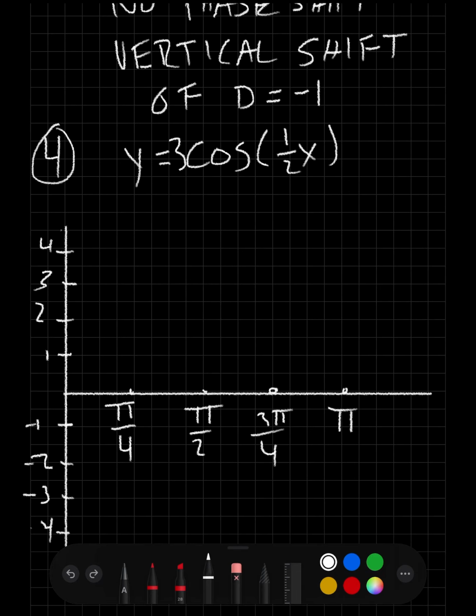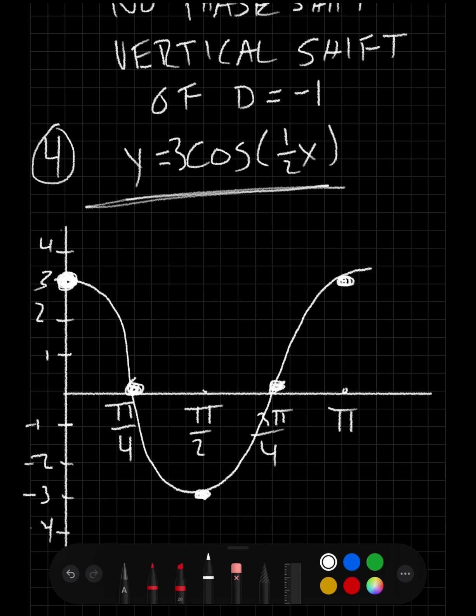So I know at 0 that my cosine is equal to my amplitude. So that gives me a point at 3. And then here's what we'll have at pi over 4. We'll have a 0. At pi over 2, we'll have a negative 3. At 3 pi over 4, we'll have another 0. And at pi, we'll have a value of 3. So this is kind of my sketch of 1 period of cosine. But this is this graph here.